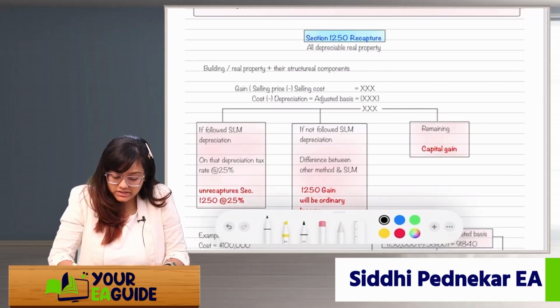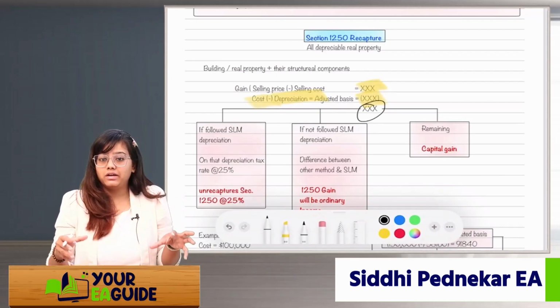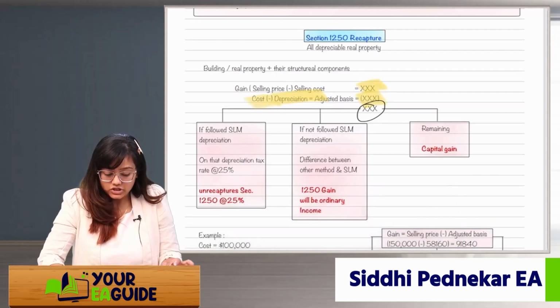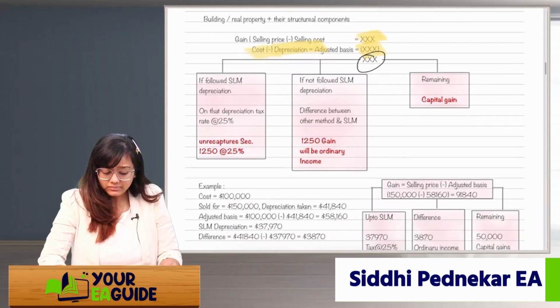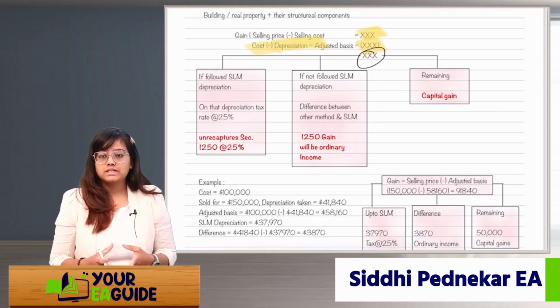Again, the adjusted basis is nothing but cost minus depreciation. You will reduce it, and whatever is your gain, you will allocate this gain among three different parts. First part is, when using the asset, if you have followed the SLM basis.